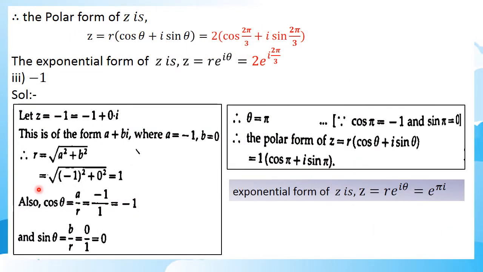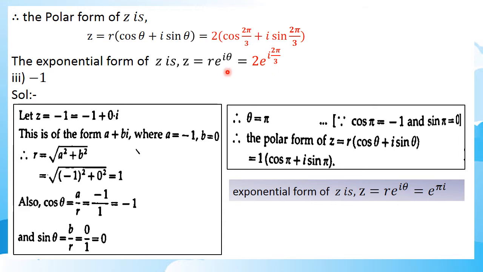Therefore, the polar form of complex number z is equal to r into cos theta plus i sin theta, where theta is 2 pi upon 3 and r is 2. So, we can write 2 into cos 2 pi upon 3 plus i into sin 2 pi upon 3. And the exponential form of z is equal to r into e raised to i theta. 2 into e raised to i into 2 pi upon 3, or you can write 2 into e raised to 2 pi upon 3 i.